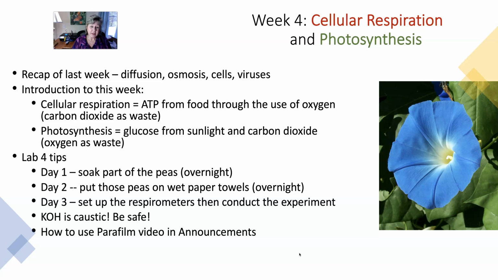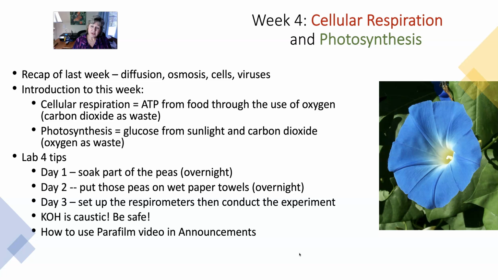And that oxygen is used to produce ATP, which is adenosine triphosphate, the most important energy molecule in cells, and that is made from food. But you have to have oxygen present, especially in large organisms, in order for ATP to be produced. And what's the waste product of cellular respiration but carbon dioxide?